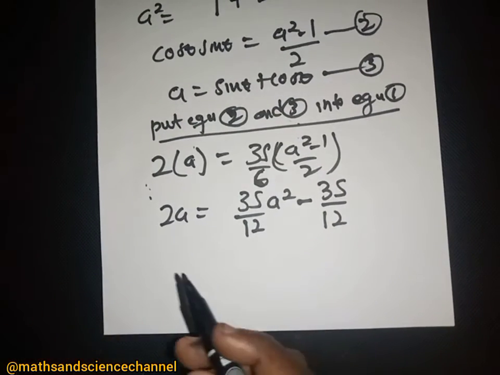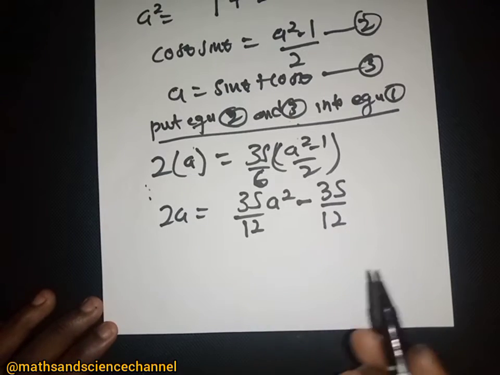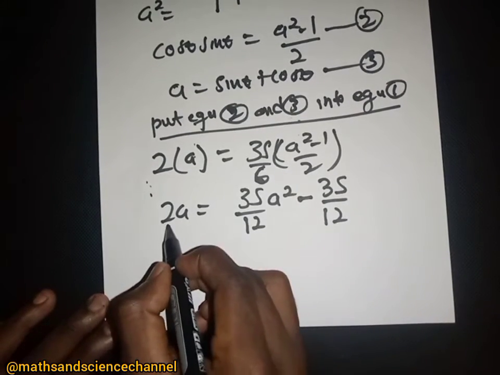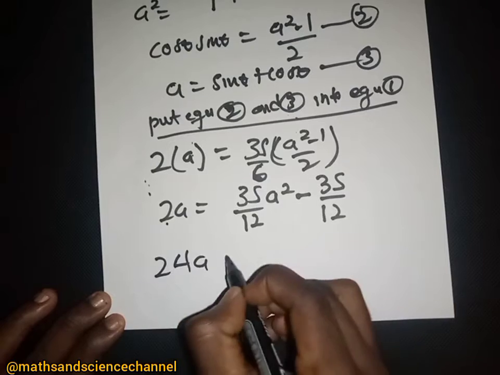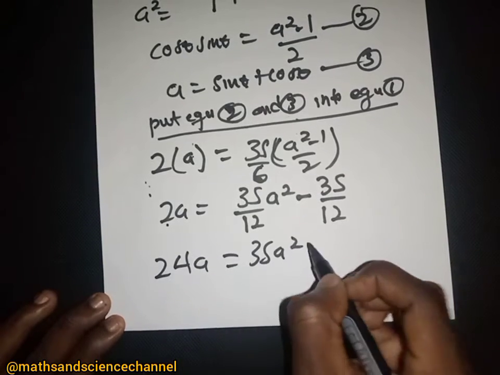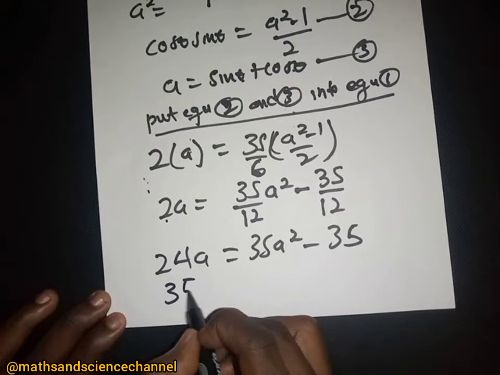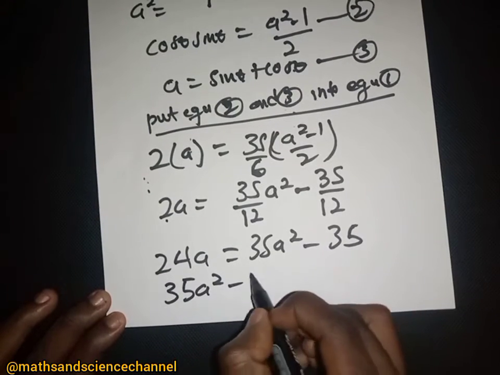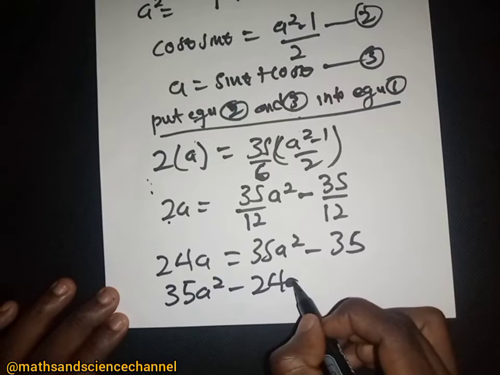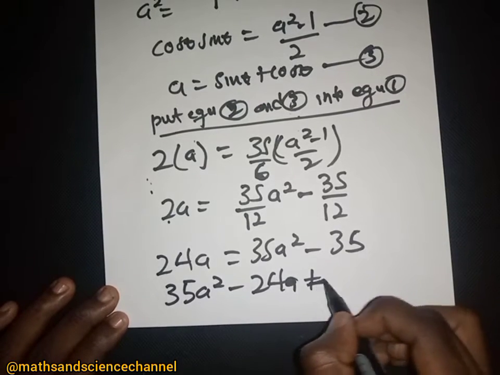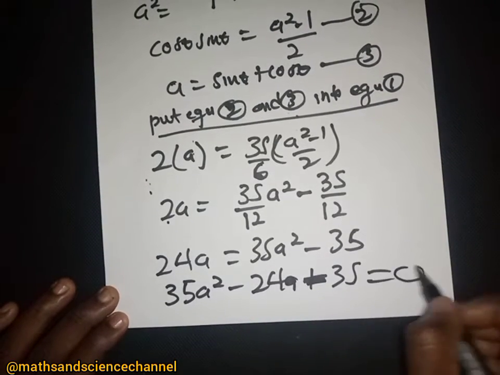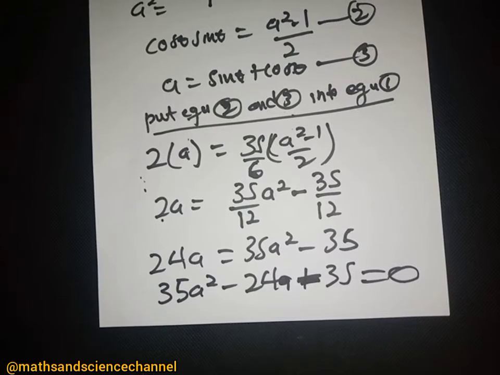So what we're going to do next is multiply each side by 12, then this will be 24a being equal to 35a squared minus 35. So let's write this as 35a squared minus 24a minus 35 being equal to 0. Now we have a quadratic equation, and we are going to solve the quadratic equation here.